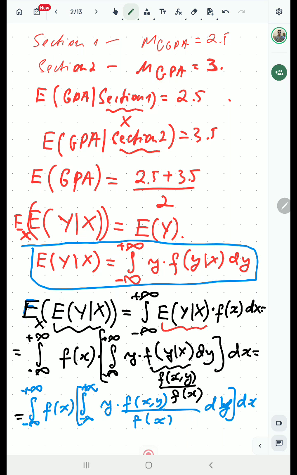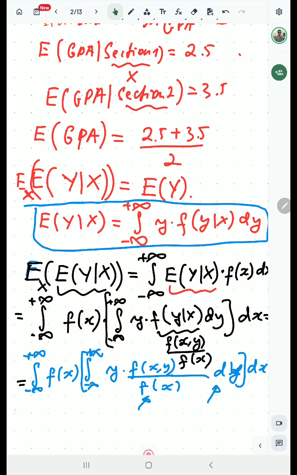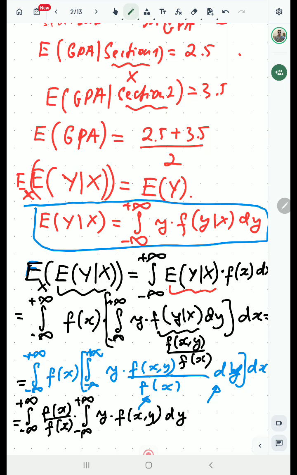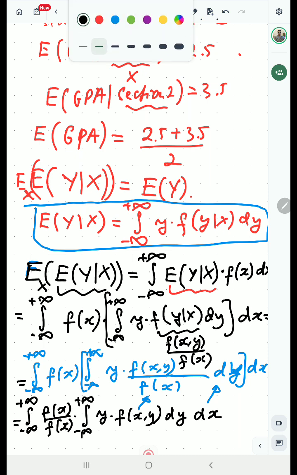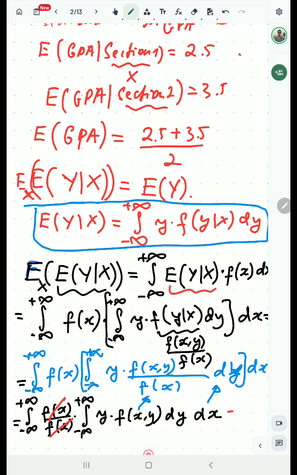So what do we see here? I'm integrating over y's, so fx here does not depend on y. Due to that fact, we can take this fx out of the inner integral. This can be rewritten as fx over fx, which is equal to 1, times the integral from minus infinity to positive infinity of y times fxy, the joint density, integrated with respect to y, and then everything is going to be integrated over x's. So these cancel each other out, obviously.